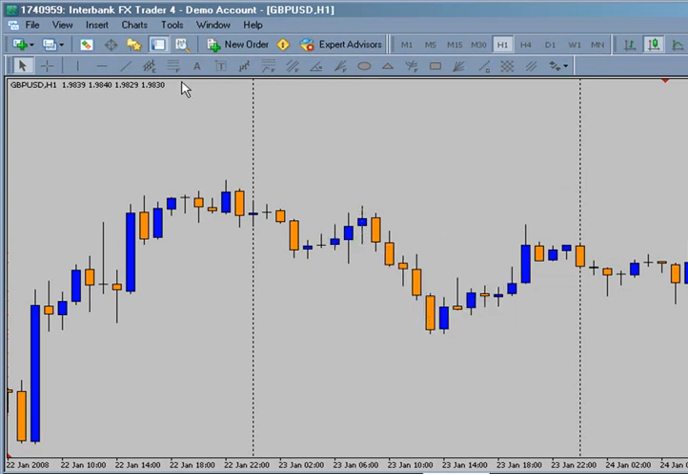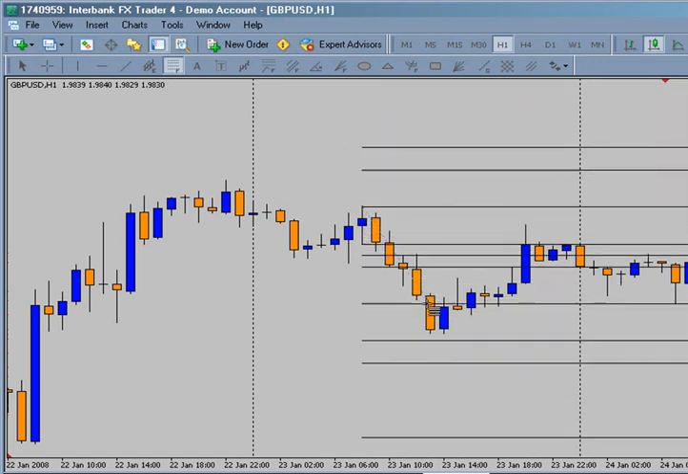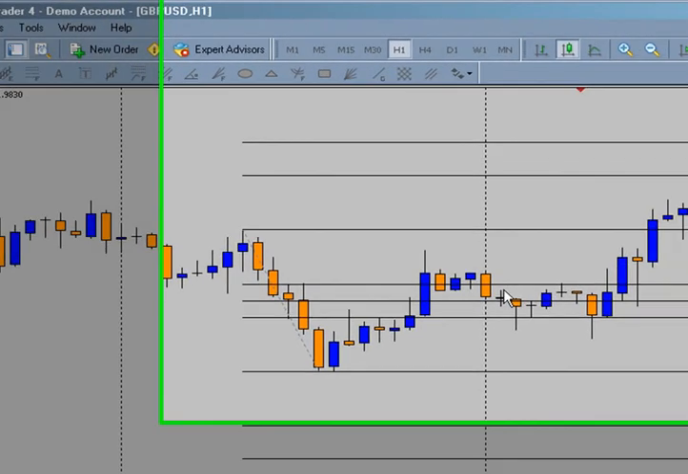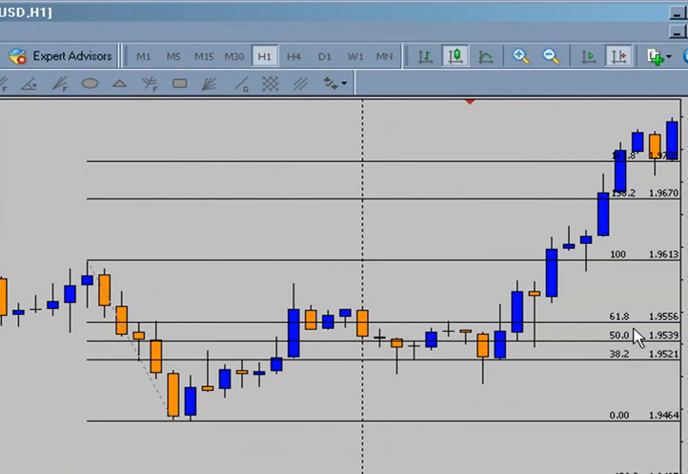Let me redo this here. Since price has gone down here, we're going to start here and go down with it, where 100 is where we started from, and the 0 is the point where we want to measure the retracement from.